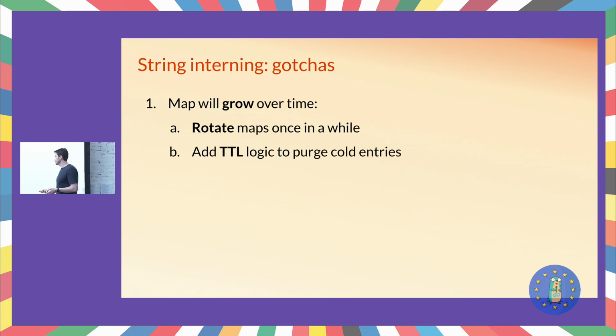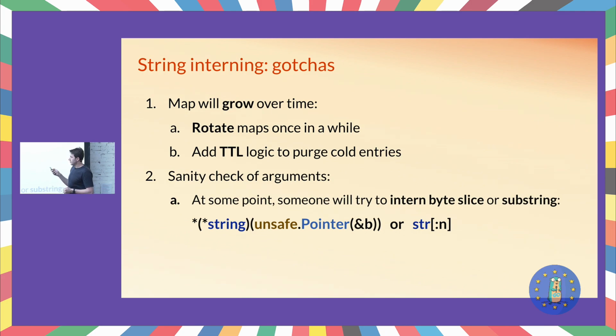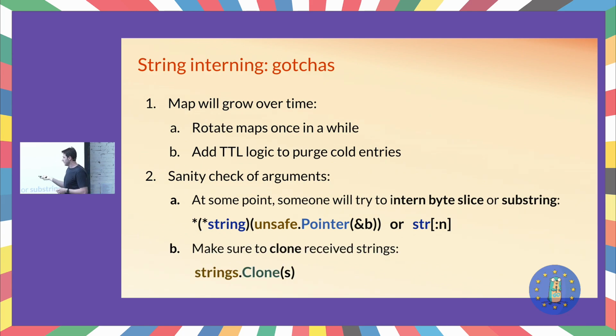and periodically purge those entries which never were requested. And also, I would recommend checking arguments passed to the intern function for sanity, because at some point of time, someone will pass an unsafely converted byte slice, which is mutable. Or maybe someone will pass a substring. And if you intern a substring, a piece of a bigger string, it will point to the wrong object. So each time you decide to save a string into the intern map, please clone it. It will save you from some subtle bugs.